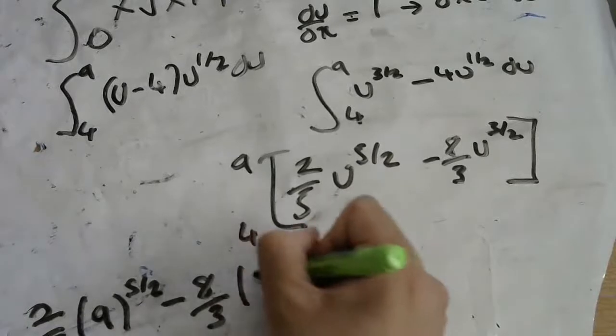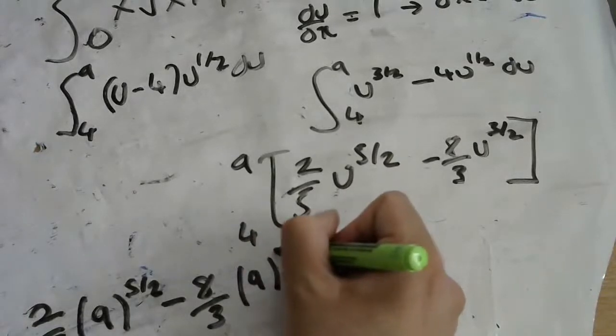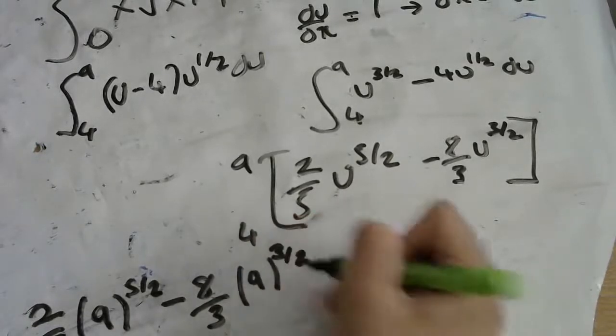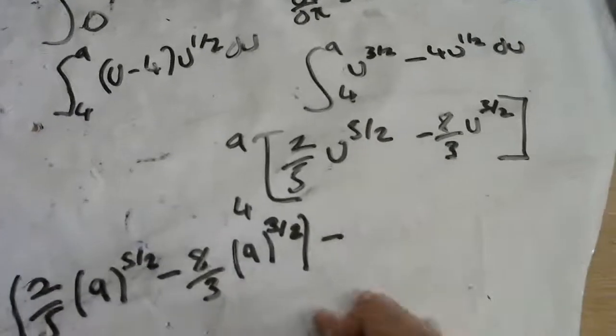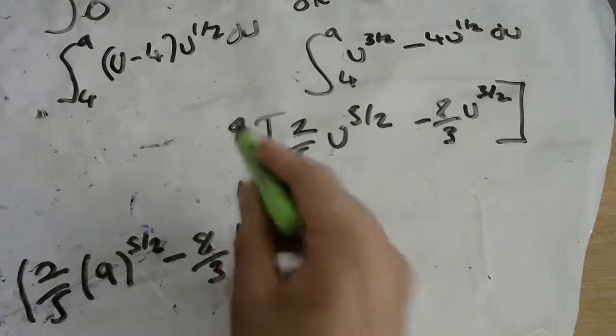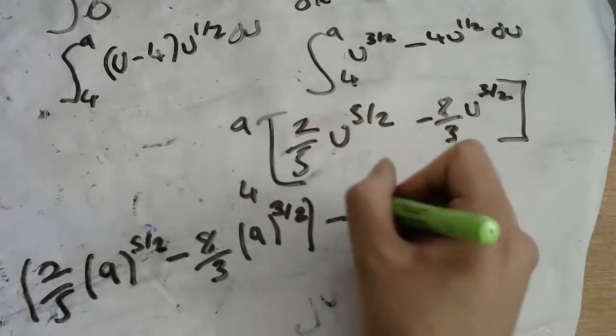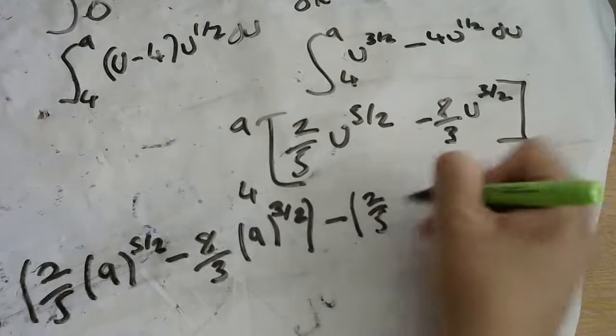Yes, you can. Unless they ask you to do it by hand, of course, in which case you should know how to do it, all right? And then if you're allowed to use a calculator, of course, you use the calculator if you've got any kind of choice. So all I've done is substitute 9 into all of this, and I'm now going to take away the same thing, but just with 4 substituted into all of this.